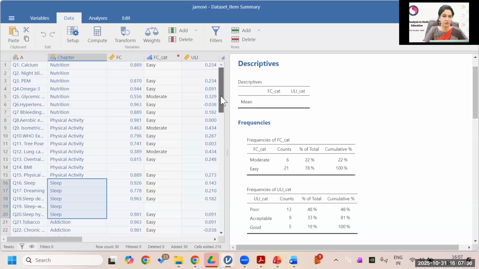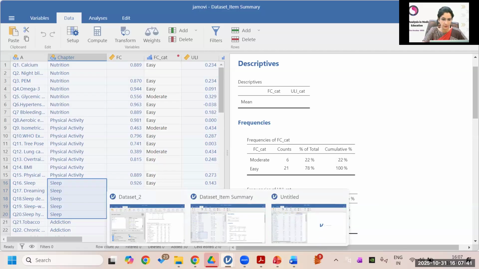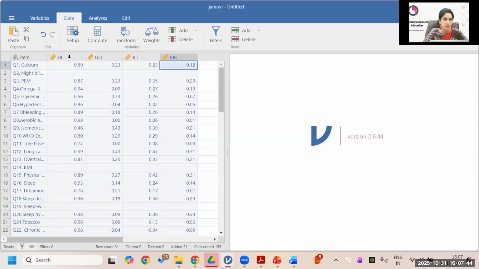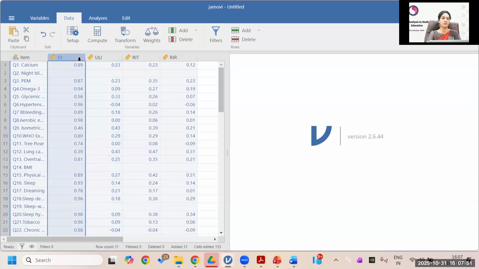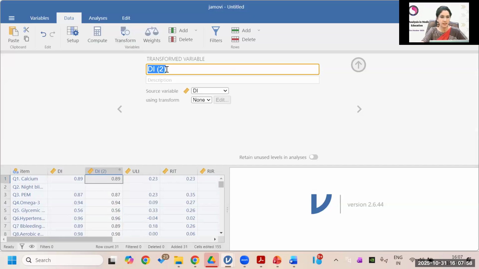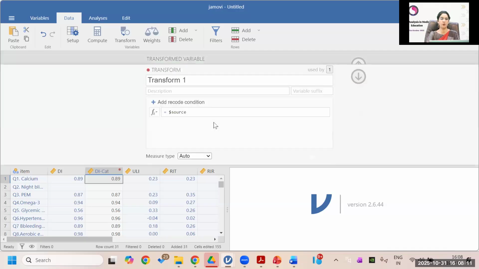And then you will transform this. I have done that, but I will show you in this sheet. So now I have to transform this DI. DI is the difficulty index and this ULI is the discrimination index. To transform, because based on cutoff I need to transform this, I will use the option of transform. Go to transform and then write here DI cat. I am giving a name to this, and then the original variable is DI, and then I will use a rule which is called a new transform rule.